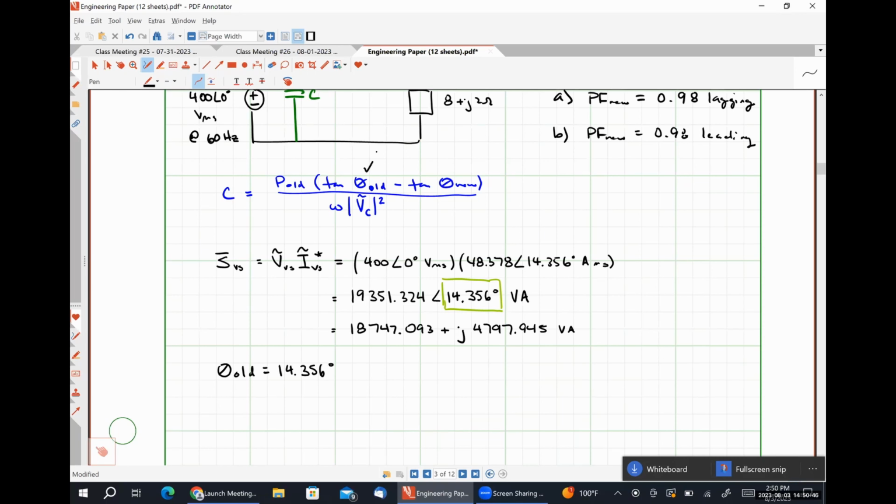P old. Would that be average or reactive power or neither? Maybe average power? Yes, because it's P. Right.